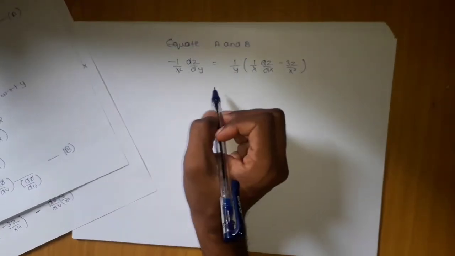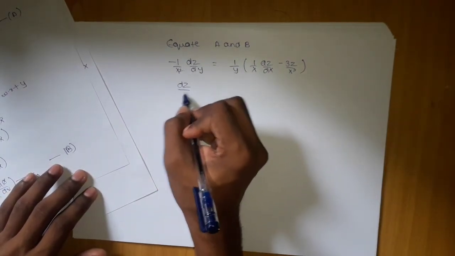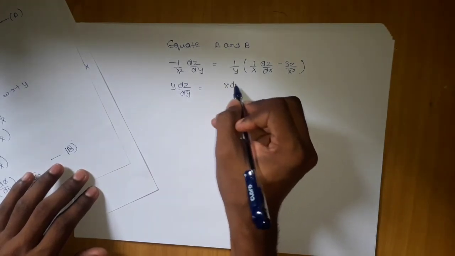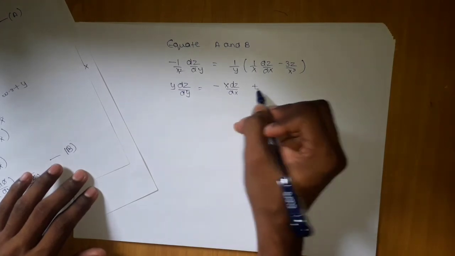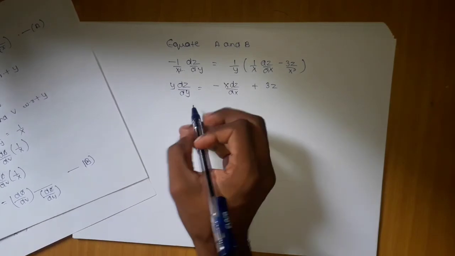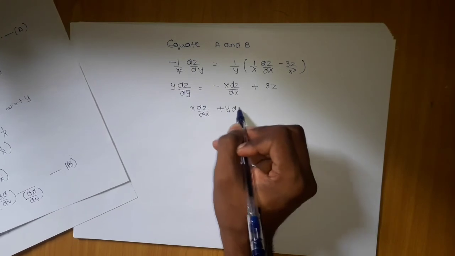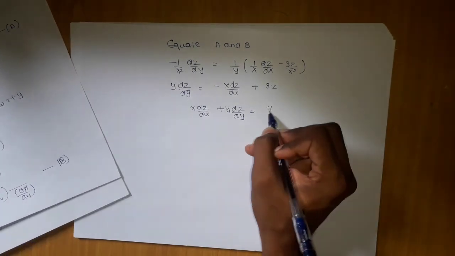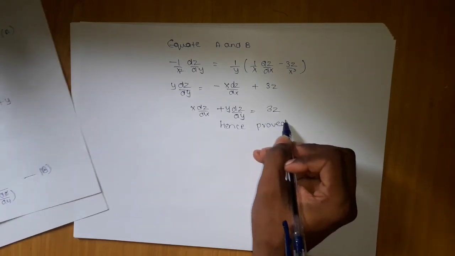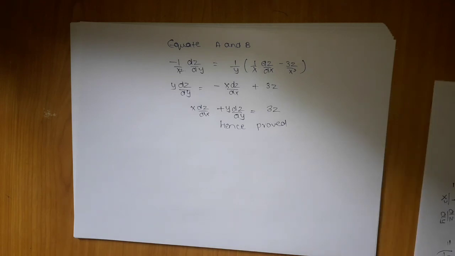So what we are going to do is get rid of this x square and move this minus inside. So dou z by dou y will move here, further here x dou z by dou x with a minus sign, and plus 3z will be left. So if I simplify, what I am going to get is x dou z by dou x plus y dou z by dou y equals 3z. Hence proved.